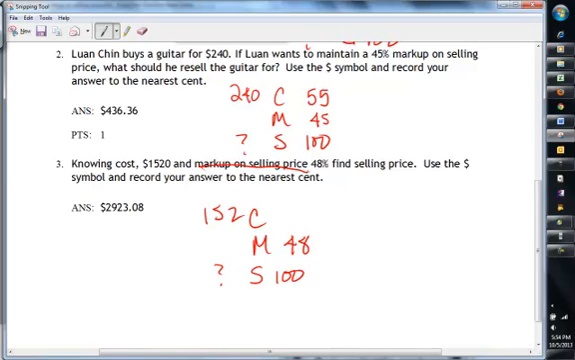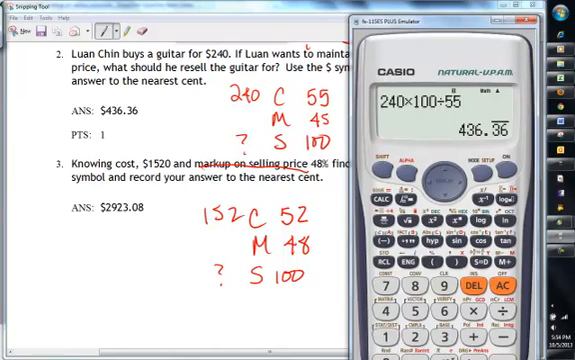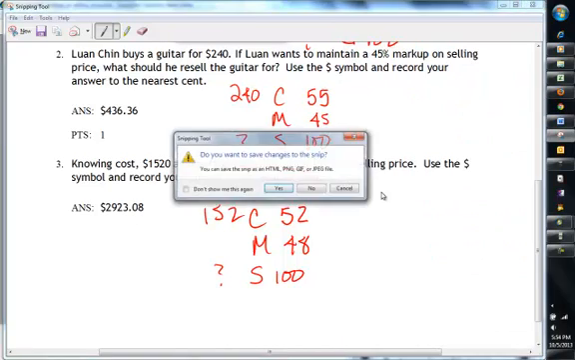Markup on selling price, so that would make this 52%. So on our calculator, we would press 152 times 100 divided by 52 gives us $292 and I didn't do that one right, did I? All clear. Let's try it again. 1520 times 100 divided by 52 gives us 292.308. Next.